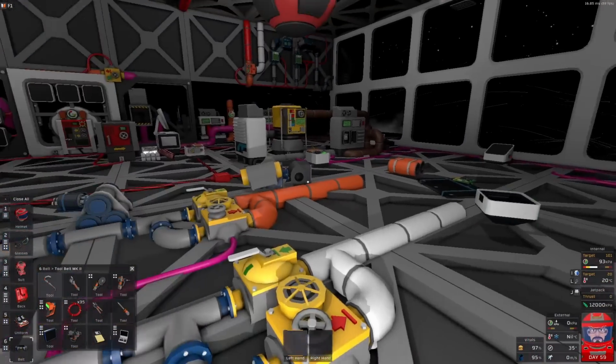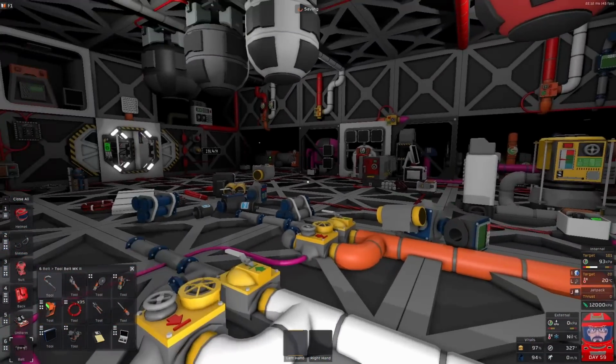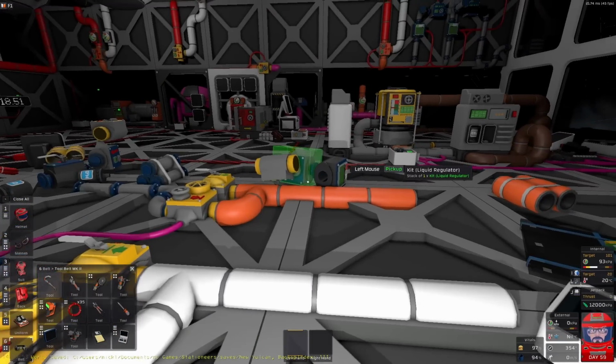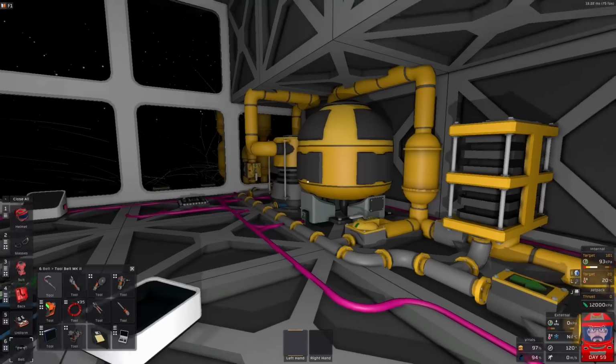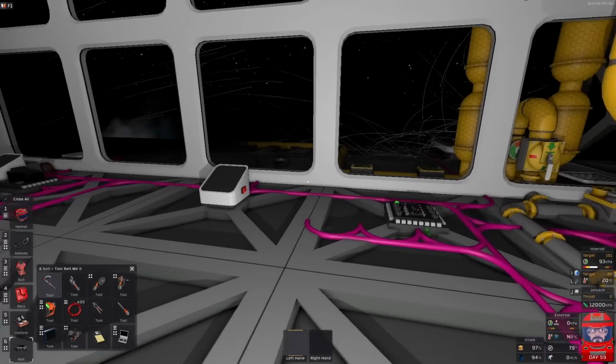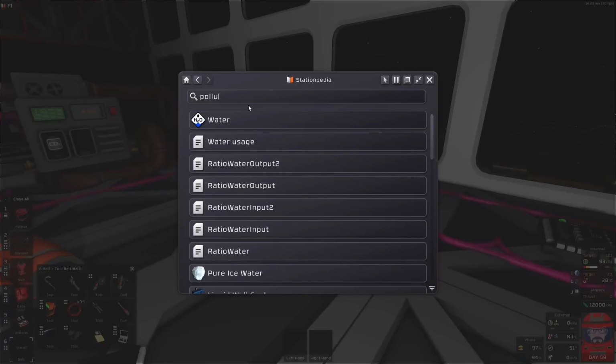Well, as with everything in Stationeers, what do you expect? The answer is it depends. There is no one straight answer. It depends on the situation that you're in. Now, I am using pollutant here because if you check your graphs, you can see pollutant.